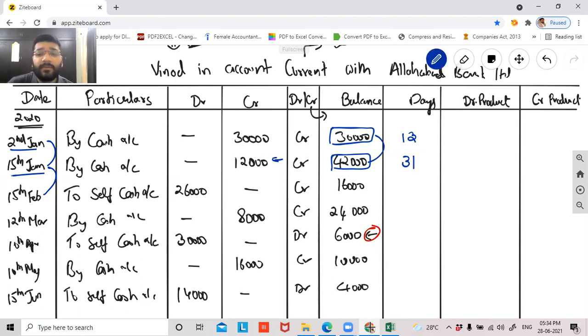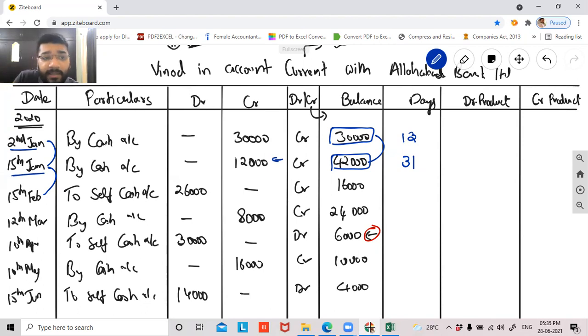What do you say, guys? In January the total is 31, minus 15, which means 16 days. This 42,000 rupees the banker has enjoyed for 16 days plus 15 days of February. So in total, 31 days the bank has enjoyed this 42,000 rupees. Understood now? Why are we taking from and to?